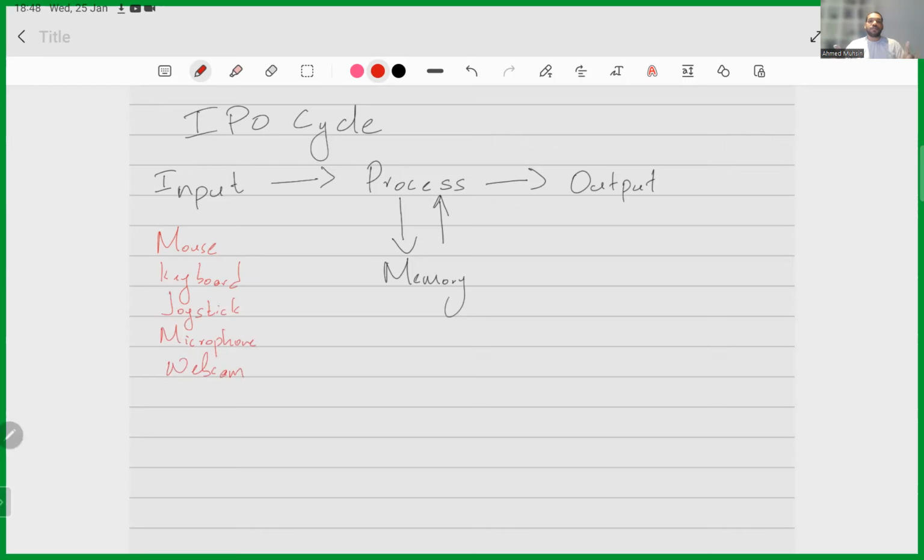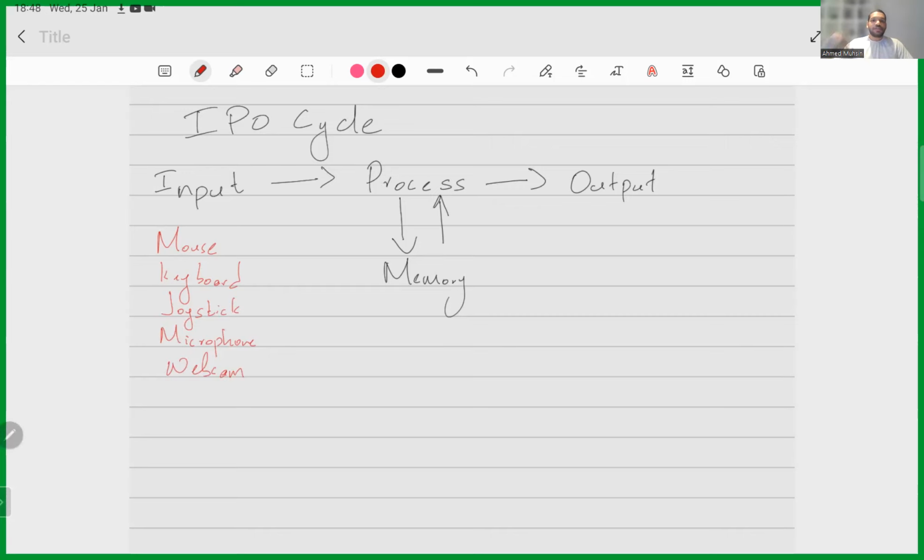Okay, so in the IPO cycle, when it comes to input, these are some of the devices that your computer will be using in order to accept input from you. Okay, right. Then the next step is process. The next step that we are dealing with now is known as the process.